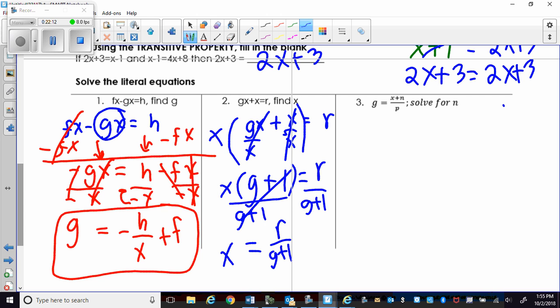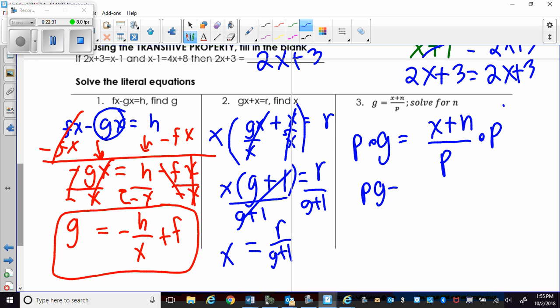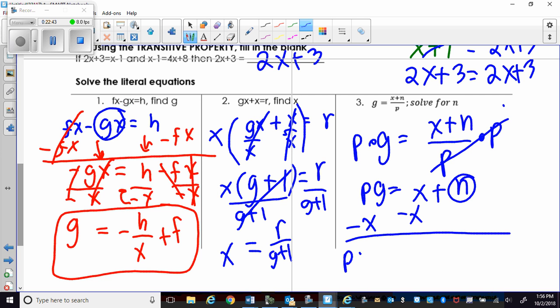Last one, how do you get rid of a fraction? What do you want to multiply by on both sides? How do we get rid of this p? Multiply by p. You get pg equals, this cancels, x plus n. After that, what do you want to do? Subtract x on both sides. I get pg minus x equals n. There's your answer.